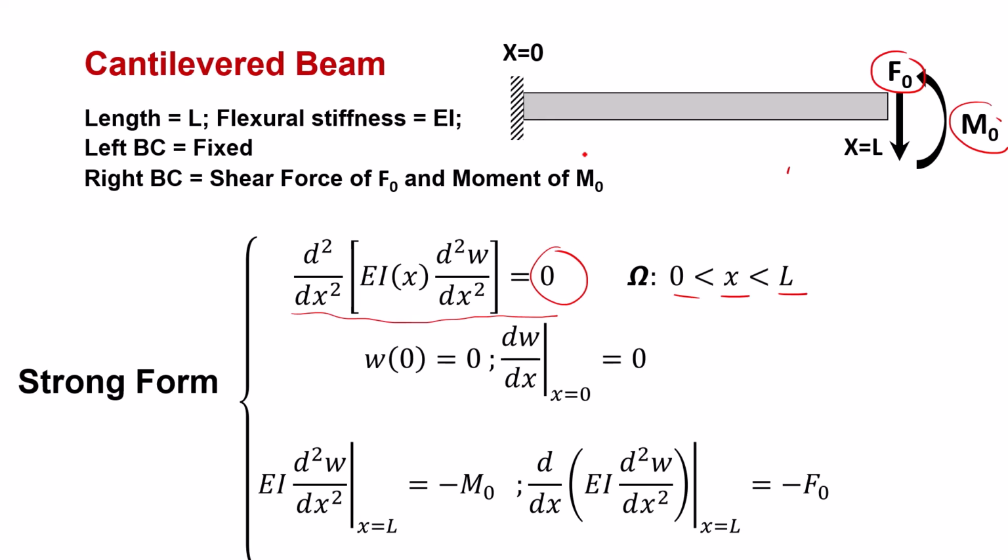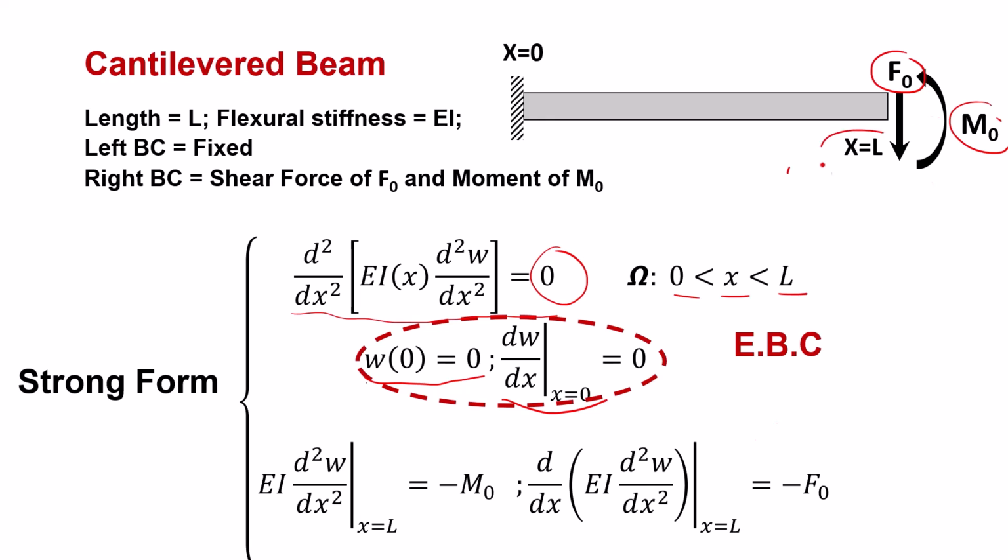Now look carefully at the boundary conditions. At x equal to 0, since we have a fixed support, the deformation would be 0 and also the rotation would be 0. These are our essential boundary conditions, or EBCs. We directly prescribe displacement and rotation for EBCs.